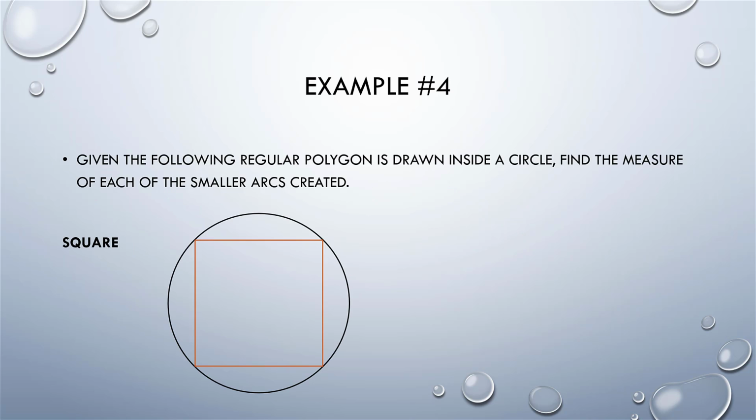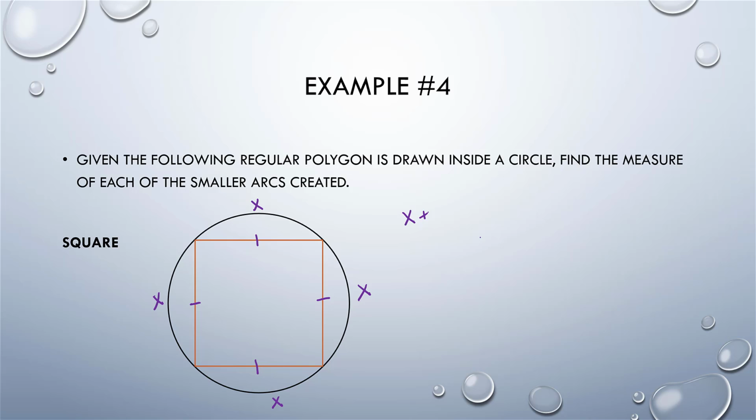Okay, but let's look at some polygons. Remember, the purpose today was to be looking at polygons. So here is a circle, and we have a square inscribed here, drawn inside with the vertices on the circle. Find the measure of each of the smaller arcs. Well, remember, congruent arcs, congruent chords. Because a square has 4 congruent sides, we know that we are splitting this into 4 congruent arcs.